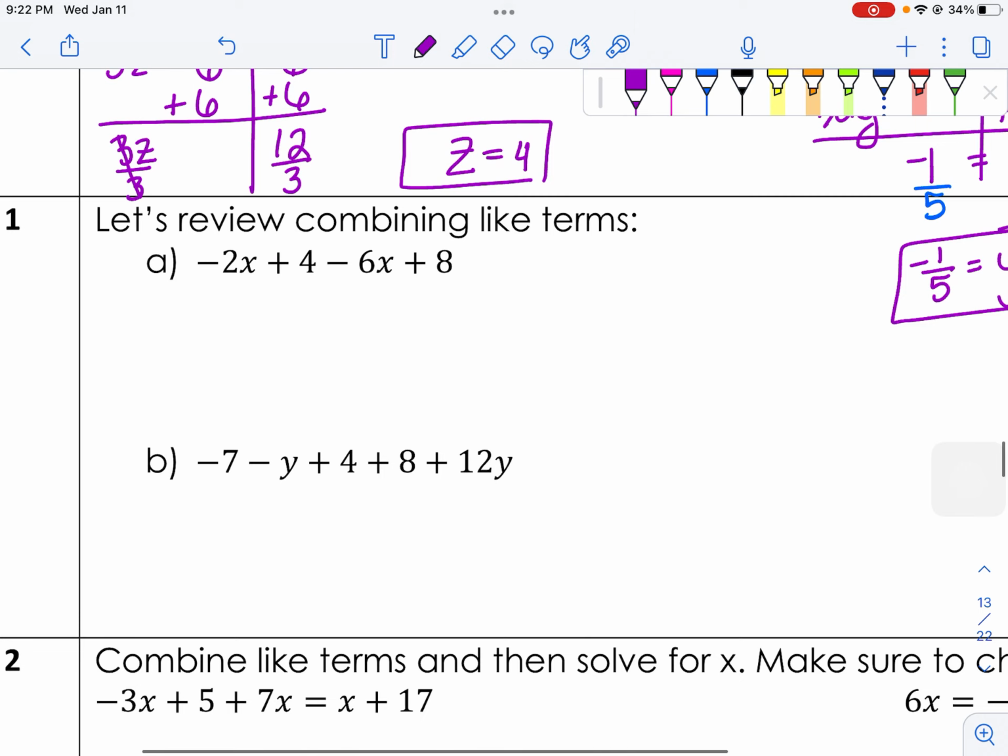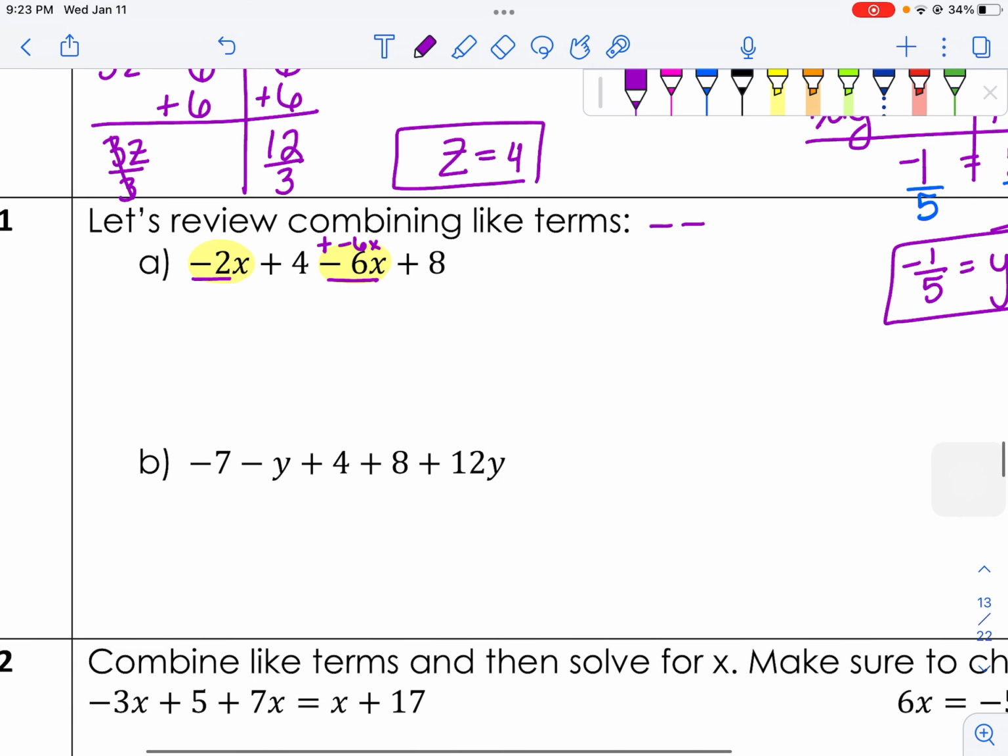All right. Let's just review how we combine some like terms as well. So we have -2x, and that's going to go with the -6x term. These are both negative because it's -2x minus 6x. That's the same thing as -2x plus -6x. So you have 2 negatives, and then you add 6 more negatives. You're going to get a total of 8 negative x's.